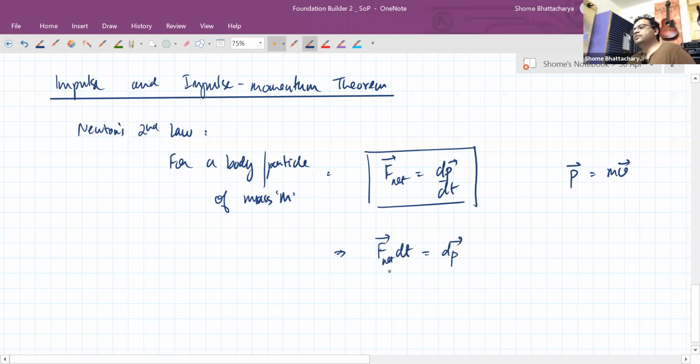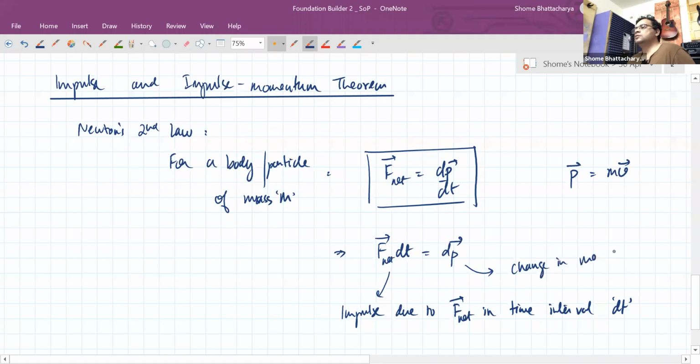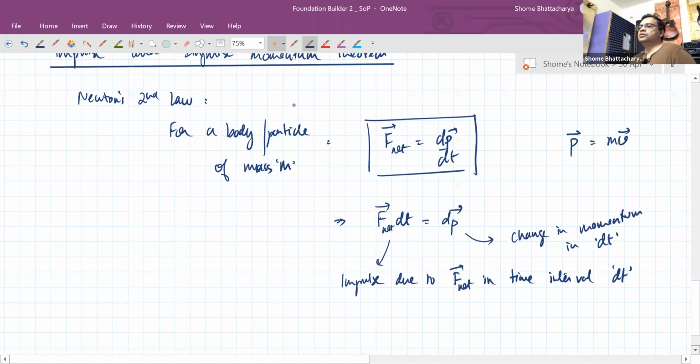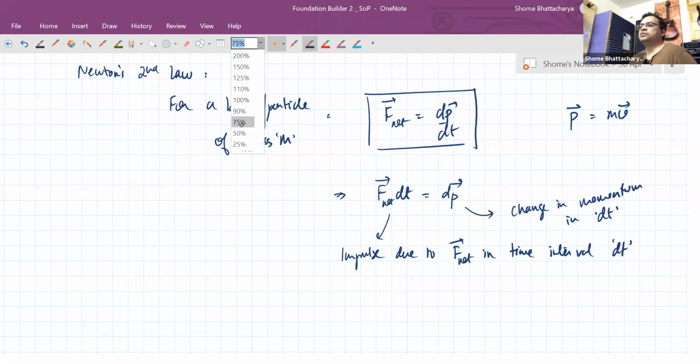This F net into dt is called the impulse due to this net force in the time interval dt. And this dp is the change in momentum during the time interval dt. So we say that impulse is equal to change in momentum for that small time interval dt.